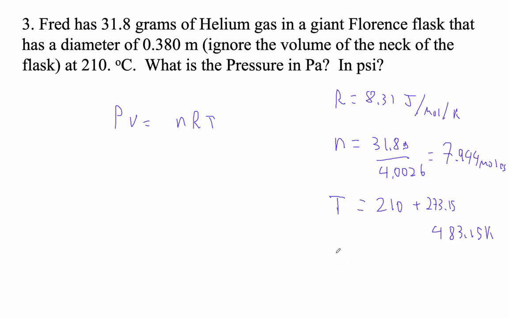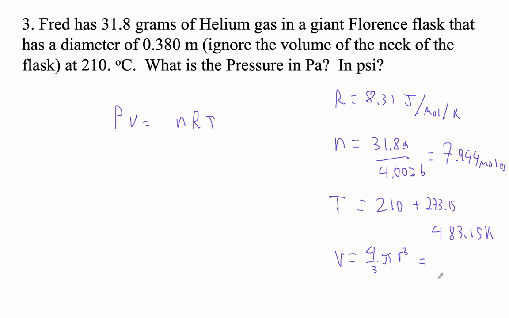How do I do the volume? Volume is 4/3 pi r to the third, and this is in the data packet, right? We were all about that. And here's where I went wrong. I thought the radius was 0.17. Don't criticize me. The radius is 0.19, and then I only squared it.